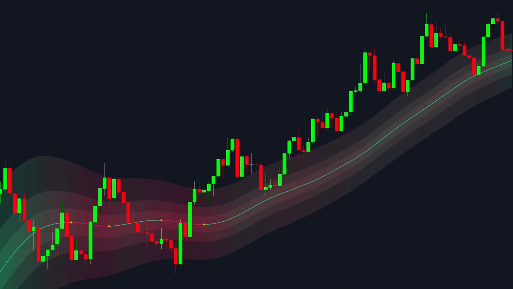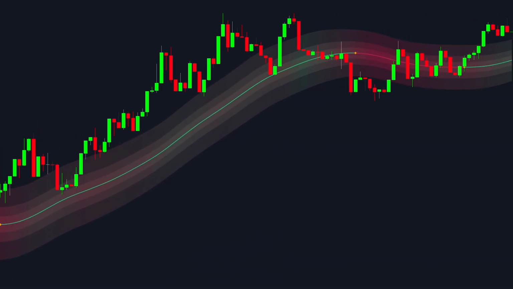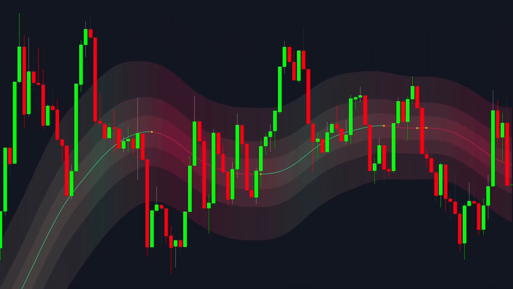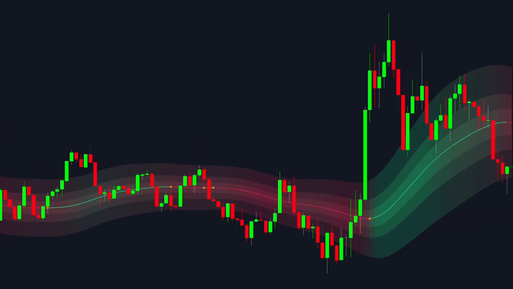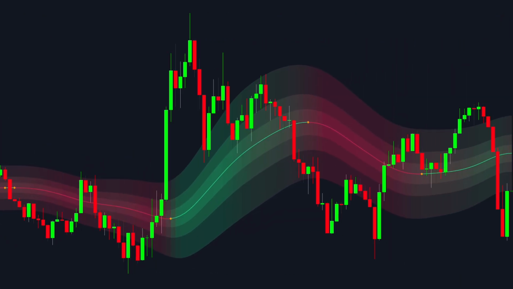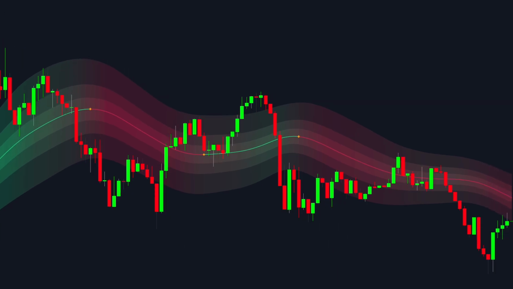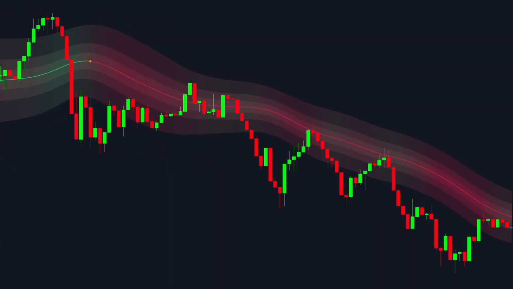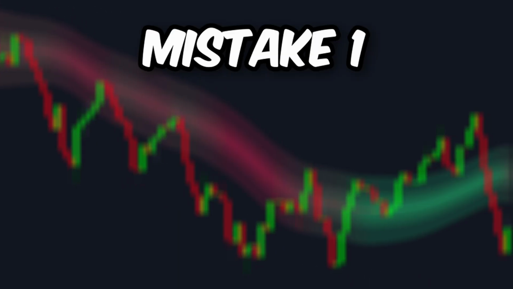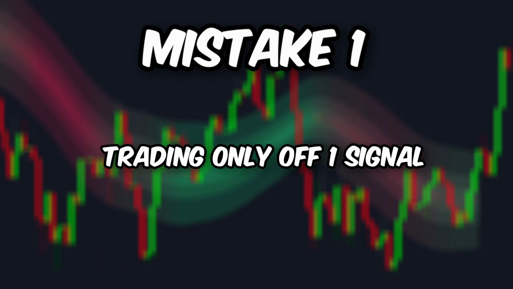Before you start using this indicator, there's something you need to know. Most traders get it wrong. They think they're following the signals, but they end up making the same critical mistakes that cost them money. So let's go over the top 3 mistakes traders make with this indicator, so you can avoid them and trade smarter. One of the biggest mistakes I see is trading off just one signal.